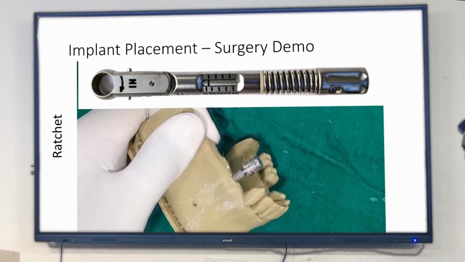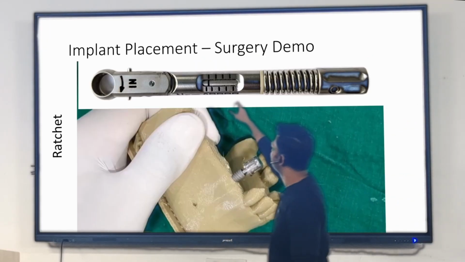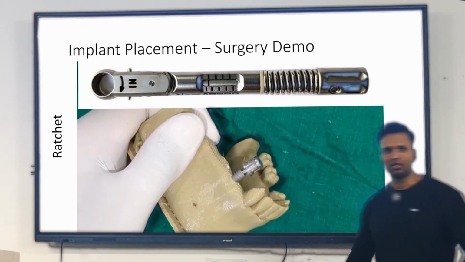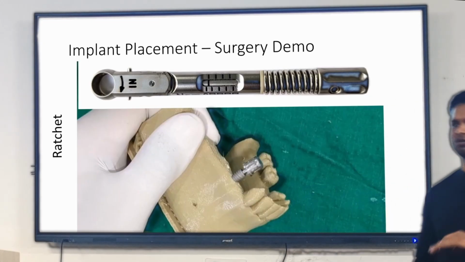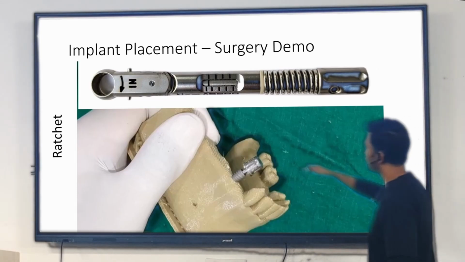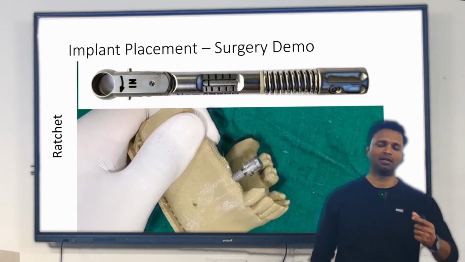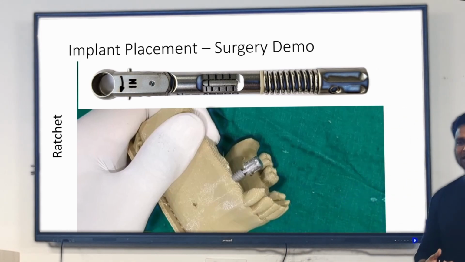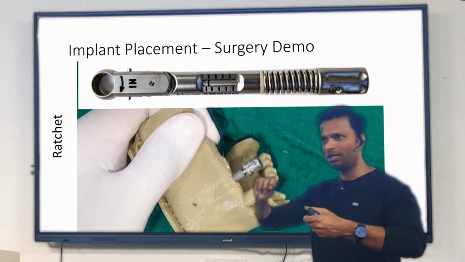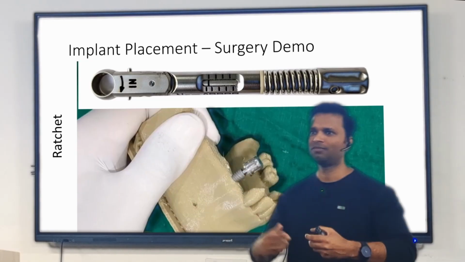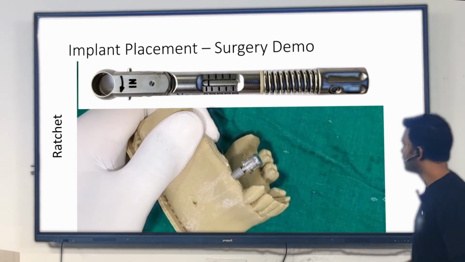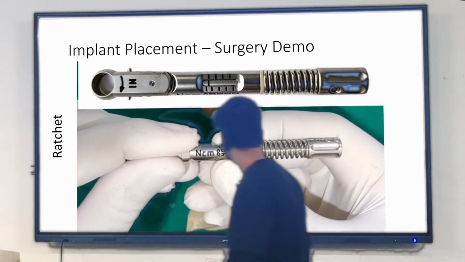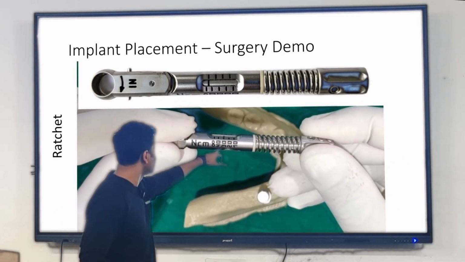Okay, the torque ratchet. I've already shown you that there are different levels, 10, 20, 30, 40, and then infinity also. The ideal torque to be set on the implant is around 50, but you're going to set the torque on the torque ratchet initially at 30. Tighten the implant. Once that torque is reached, then you're going to increase it by 5. Then again tighten. Once you reach that, increase it again. You increase in steps of 5. So you can see here the torque is set at 30.